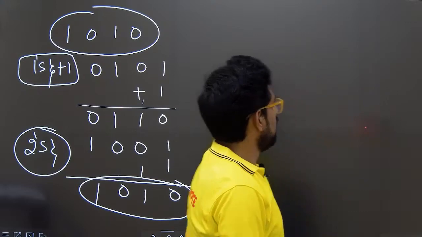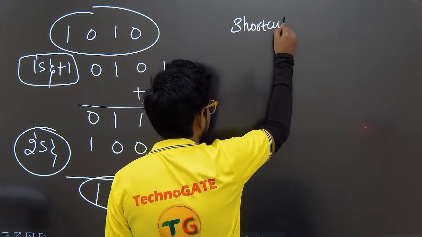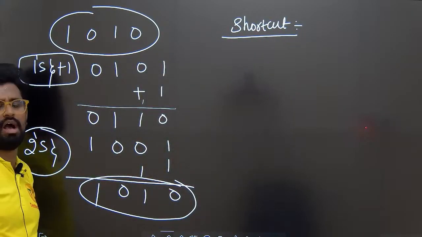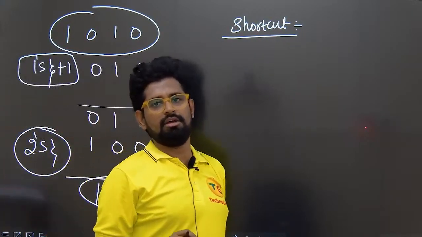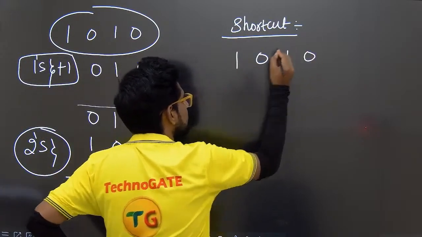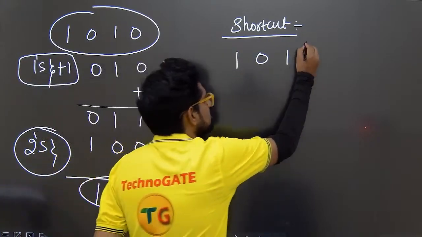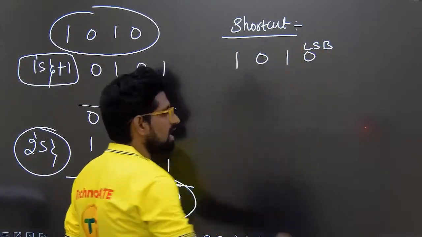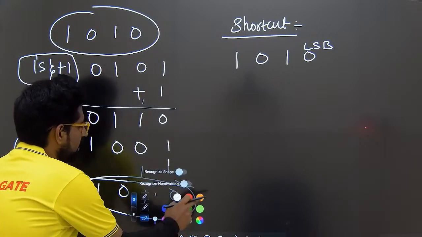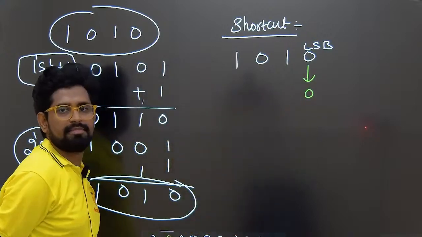Now I am going to use the shortcut here. All of you observe the shortcut, without having this many steps. How to perform 2's complement? First, write down the number 1 0 1 0. Now start from LSB. All of you start from LSB. What is the value in LSB? The value in LSB is 0. Write it as it is.